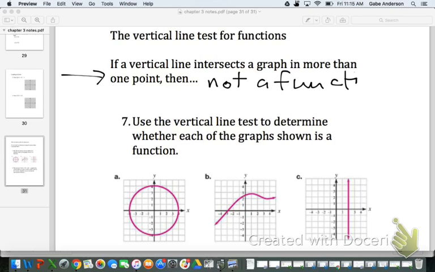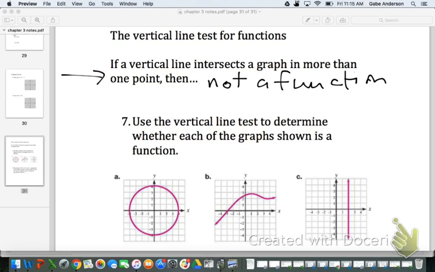So to do something like this, the age-old method is to take your pencil, your pen, your finger even, make a vertical line with your pen or pencil, right? Make a vertical line like this, and then just pass it from left to right over the graph, okay? And as you pass that vertical line over the graph, if it ever intersects more than one point, then that graph is not a function. But if it only ever intersects a single point at a time, then it is a function.